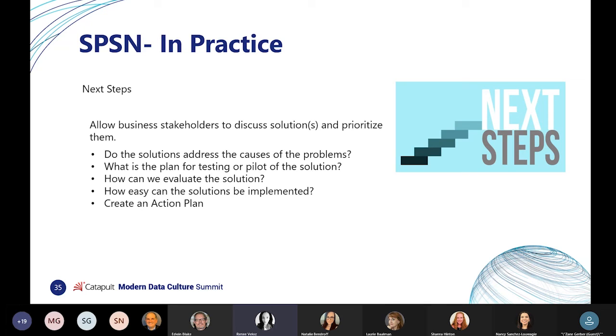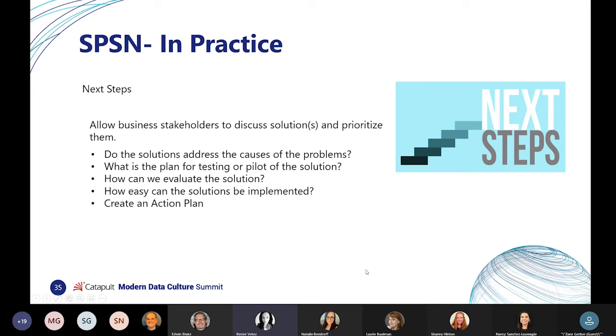So the last slide, which is the fourth slide, would be your next step slide, where you would allow the business stakeholders to discuss those solutions that you presented and prioritize them. So you'd want to evaluate, first off, do they address the causes of the problems? What are your plans for this? How much does it cost to do this? What's the scale look like? How can we evaluate the solution? How easily can they be implemented? And from here, you would create an action plan.